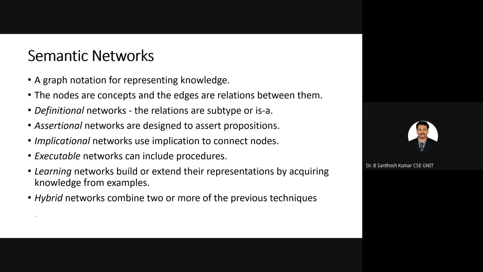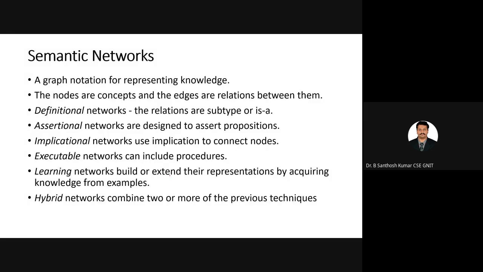Then here we are using the definitional network. In the definitional network, the relations are subtype, or it is called an is-a relationship. For example, we say a car is a vehicle, then a bus is a vehicle. That type of representation is a definitional network. Then assertional networks are designed to assert properties. Implication networks use implication to connect nodes. Executable networks can include procedures. Then learning networks build or extend their representation by acquiring knowledge from examples.